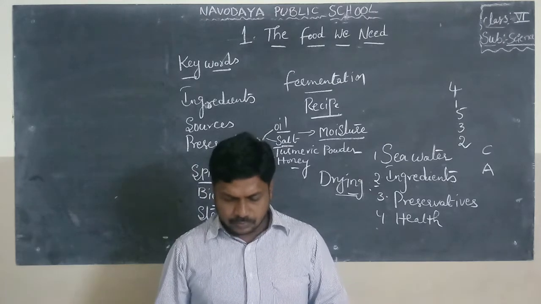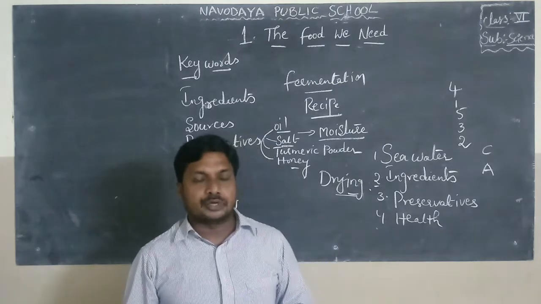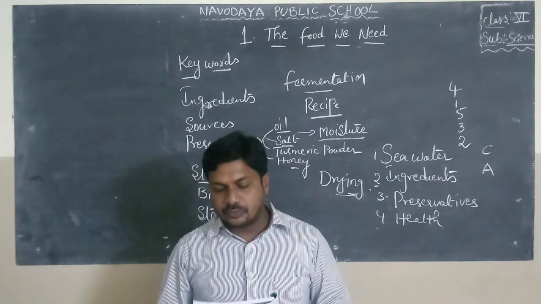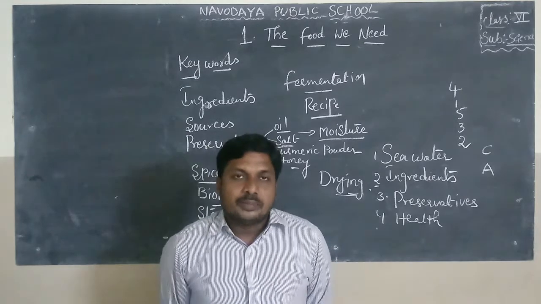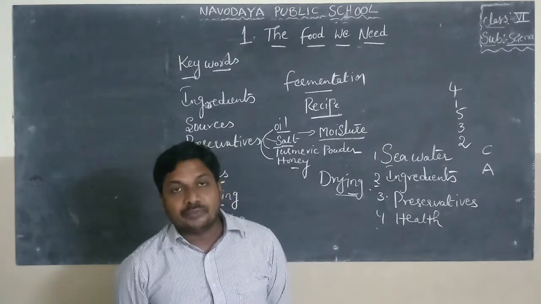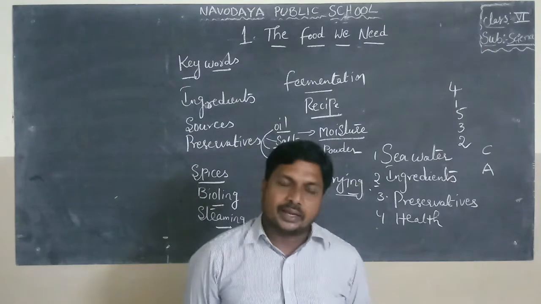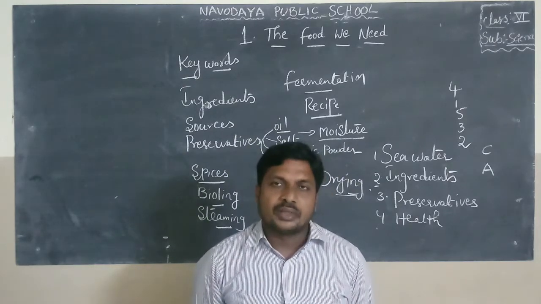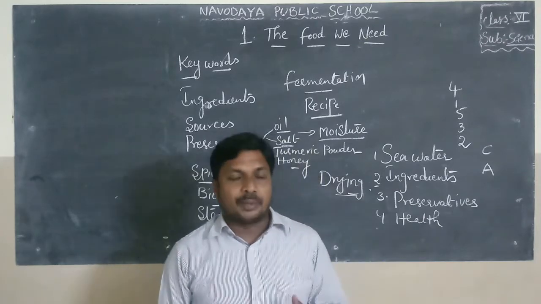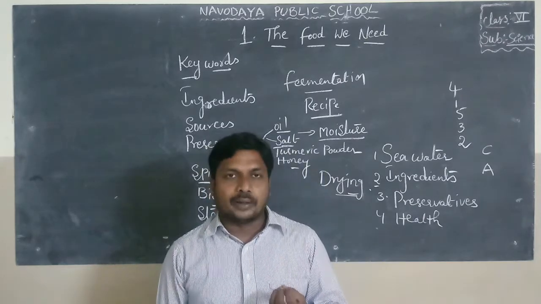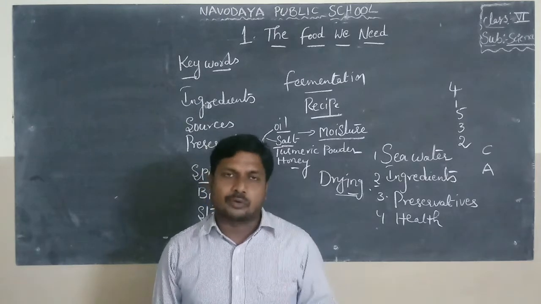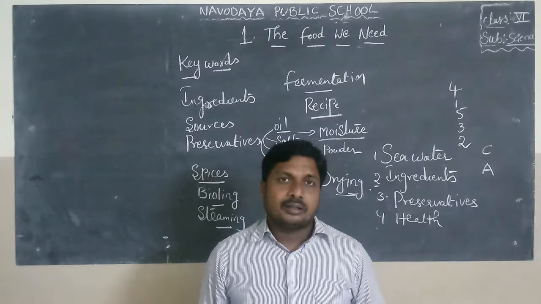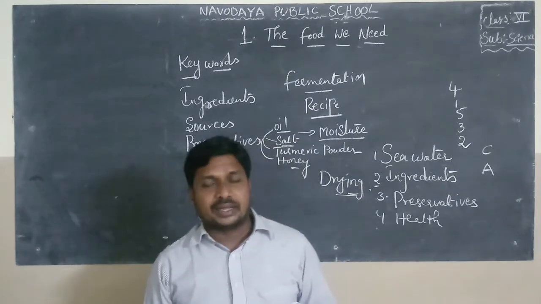Now, answer the following questions. Write some examples of animal and plant food materials. Plants. We get leafy vegetables from plants. We get vegetables from plants. We get fruits from plants. Correct or not? Leafy vegetables like amaranth. Amaranth means totakura. Spinach, palakura. Methi, menthikura, etc. are leafy vegetables which come from plants.